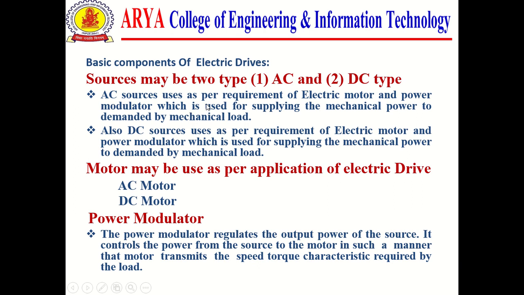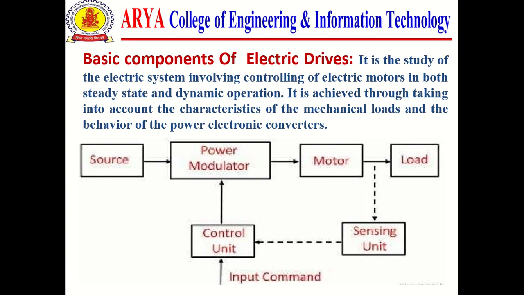If it is an AC source, it is used as per the requirement of electrical motors and the power modulator, which is used for supplying the mechanical power demanded by the mechanical load. Here you can see the function of the power modulator. As per the source applicable, it performs the function which is required by the motor or load.